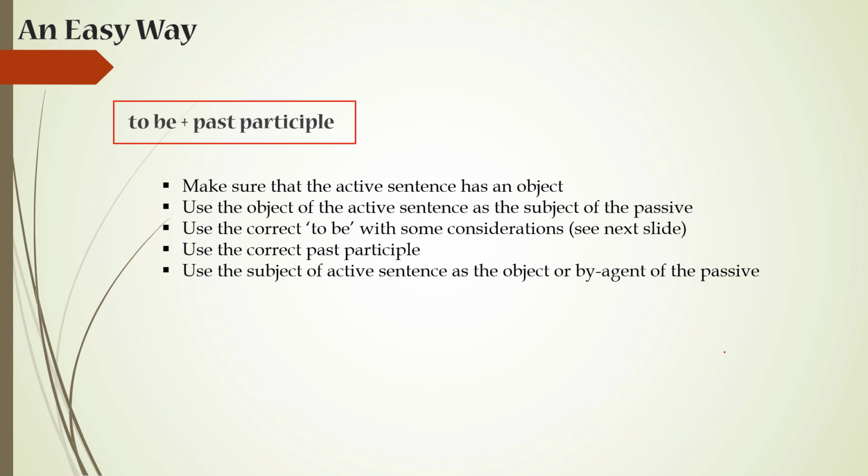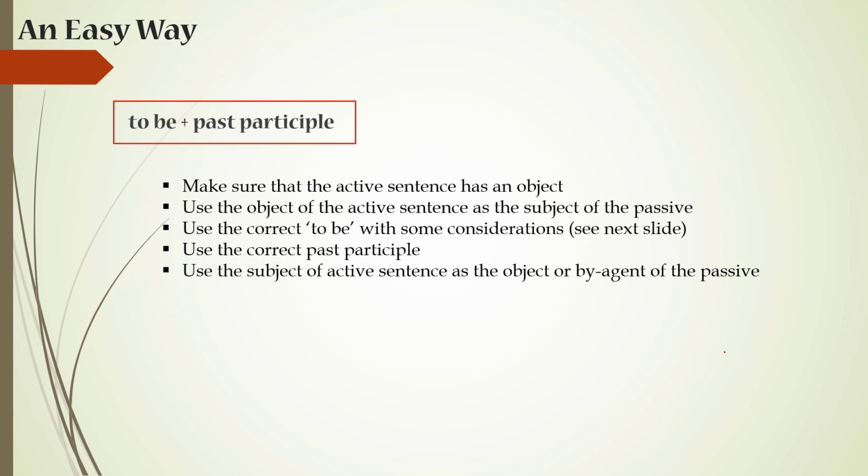And then use the subject of the active sentence as the object, or by agent, or by phrase of the passive. Now have a look at the subject of the active sentence. She. She is a subjective pronoun. This pronoun must be changed into an objective pronoun if it is preceded by a preposition, because after a preposition it must be the object of a preposition. So the pronoun that must be used is an objective pronoun. And before the pronoun you must add by. A letter is written by her. Okay, that is the example of how to change from active to passive.